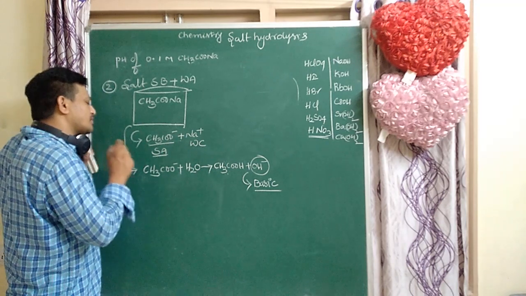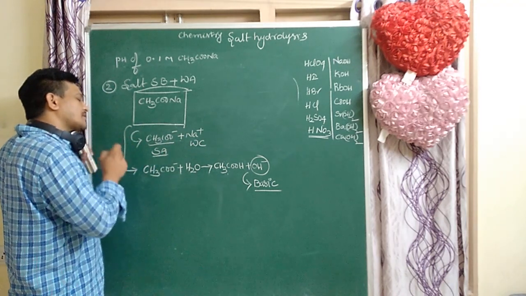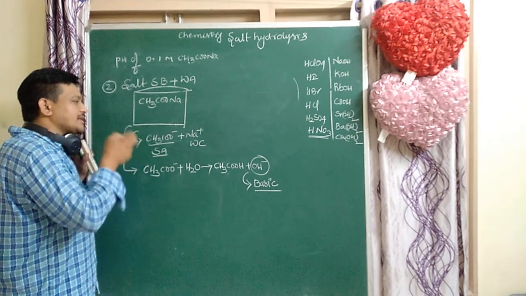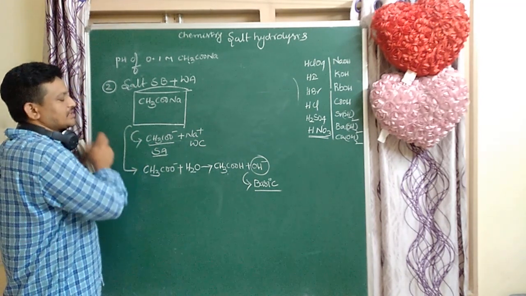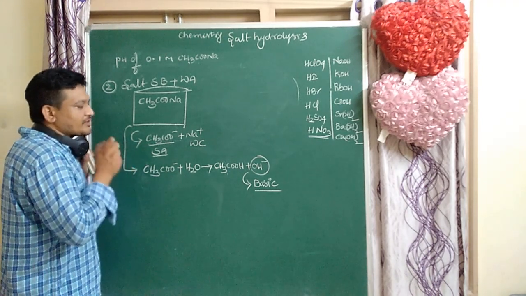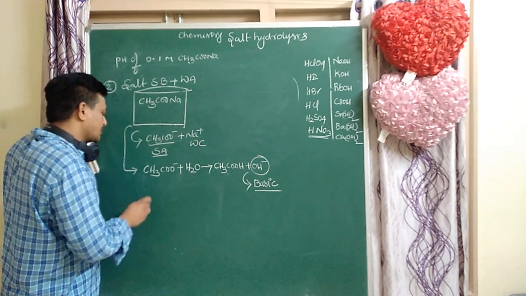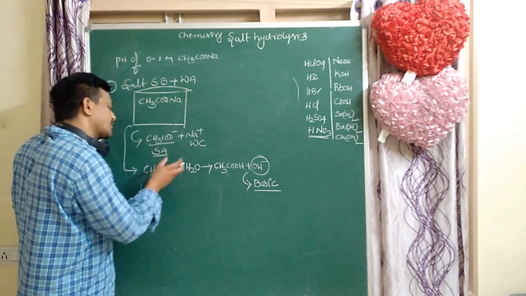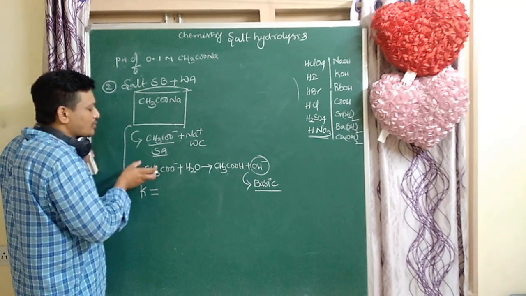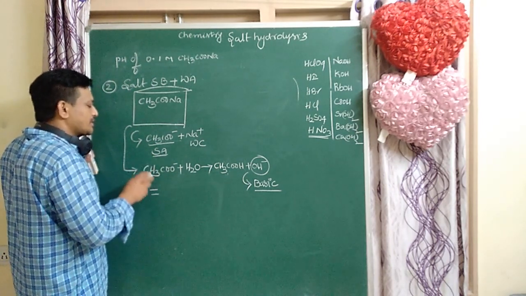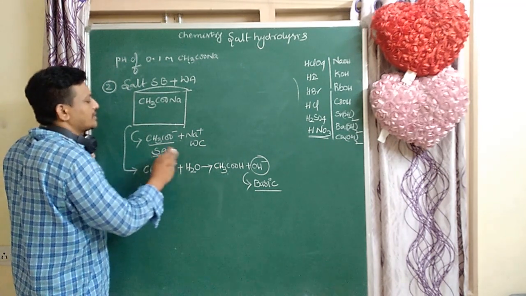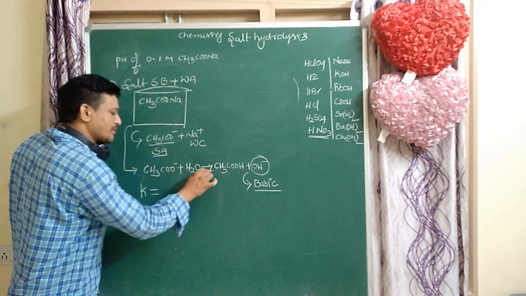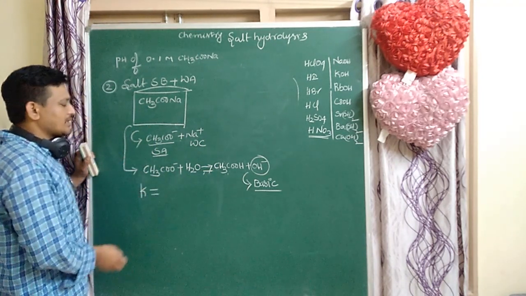This undergoes hydrolysis, so there is a hydrolysis constant, KH. Hydrolysis is the reverse process of neutralization. Here KH, the hydrolysis constant, is also an equilibrium constant. For this equation, which is a reversible reaction, how do we calculate the equilibrium constant, that is, the hydrolysis constant?